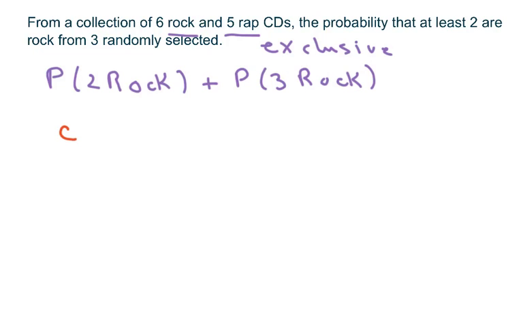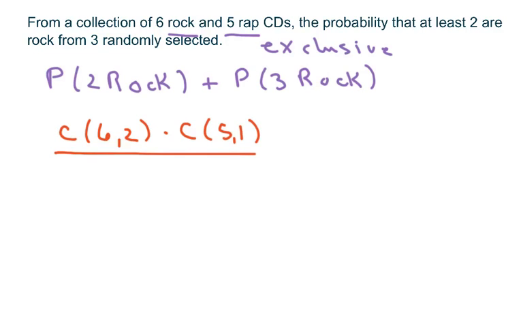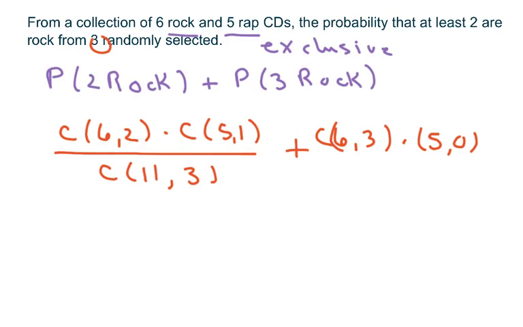So that's going to be C 6, 2 times C 5, 1. Because if you have 2 rock, then you have to have 1 rap. And our total CDs is 11, and we're choosing 3. And then we're going to have choose 3 rock, and that means no rap, which we don't really have to write because that just equals 1. And then we still have 11 choose 3.